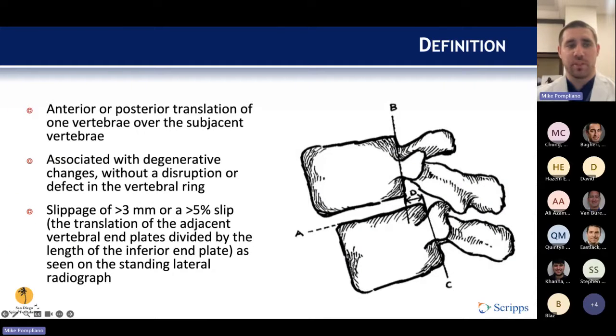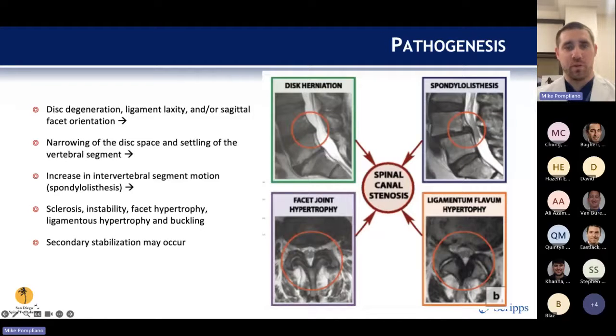The exact definition is an anterior-posterior translation of one vertebra over the subjacent one. It's associated with degenerative changes without a disruption or defect in the vertebral ring. It's classically defined as 3 millimeters or 5% slip, which we'll get into shortly, the paper where that originated from.